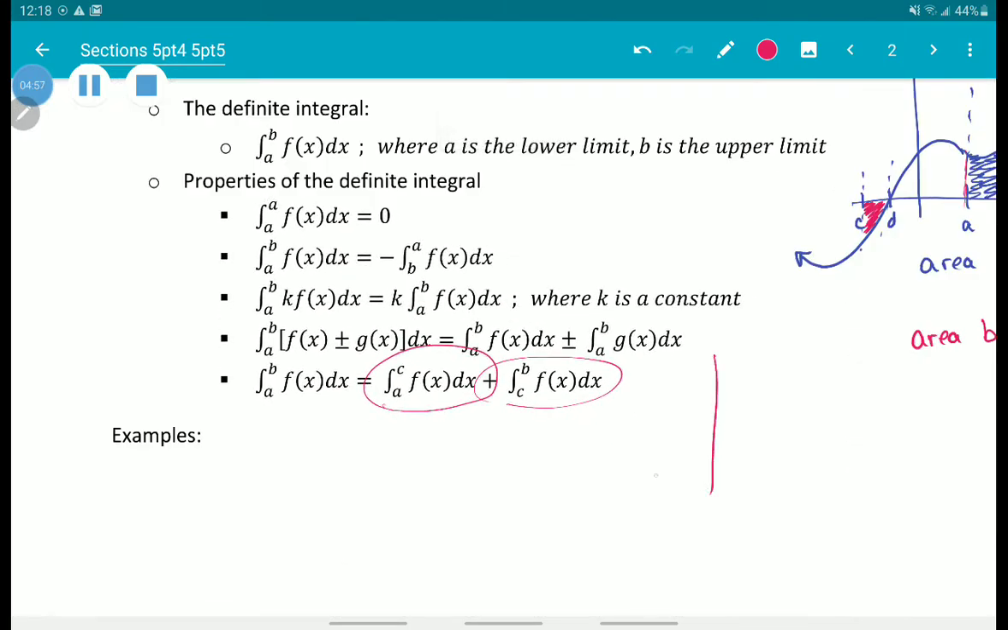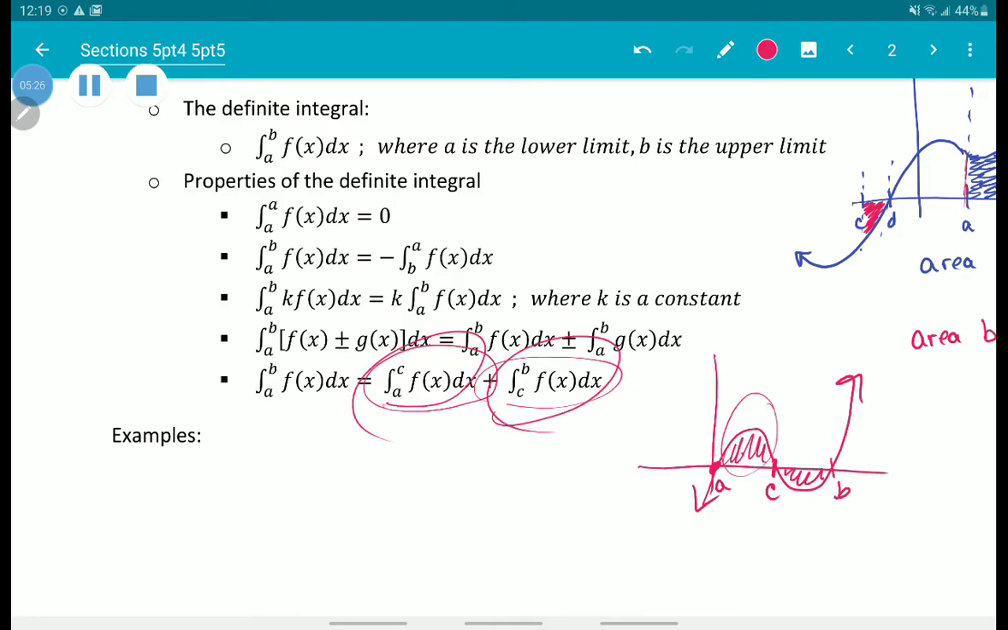So for instance, if I have a picture that looks like this, maybe this is A to B, and this is C. Maybe I already know this piece. Maybe this is something that's difficult to integrate, and I already know part of this. Then if I want to know the total area from here to here, looking at both of those shaded regions, if I already know the first one, then all I would have to do is figure out the second one. So you can split that up into two different pieces to integrate.